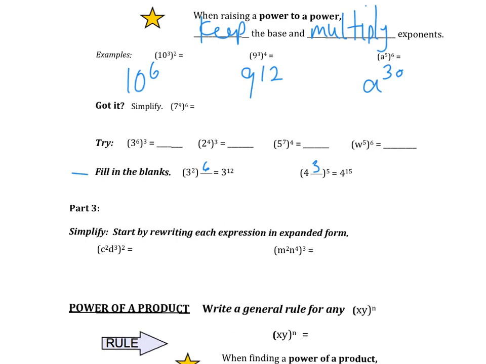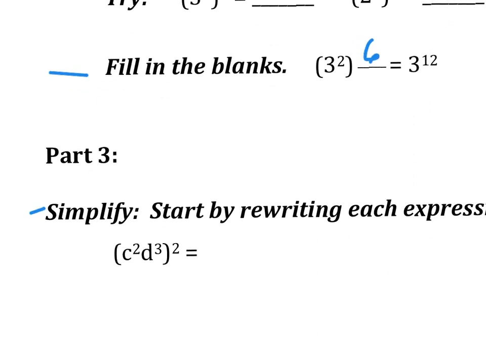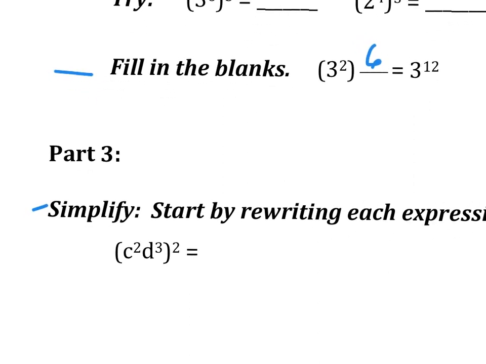Let's go down to part 3. All right, so now we have C's and D's. Okay, we got a little bit more going on here. So I'm going to zoom in on this problem for a second. I want you to note that the second power right here is distributed to the C and the D. So it's almost like two little problems. It's like C to the second raised to the second and D to the third raised to the second. So C to the 2 times 2 is C to the fourth. D to the 3 times 2 is D to the sixth. That would be your answer.